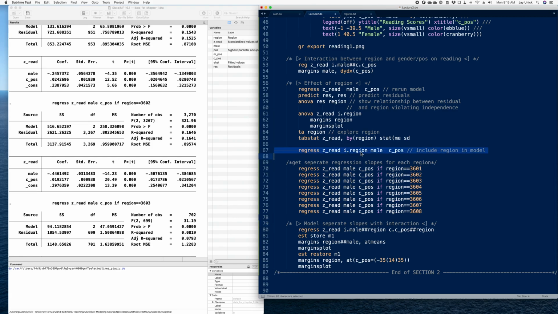So it's this right here. I'm just taking the reading score, and I'm using region as an indicator, like you would use any other indicator, male and CPOS. So the slope for male is going to be the same across all regions, and the slope for CPOS, socioeconomic status, is going to be the same because I have not created any interaction terms. The slopes are consistent across the regions, but the regions each get their own intercept. And that's what this allows for.